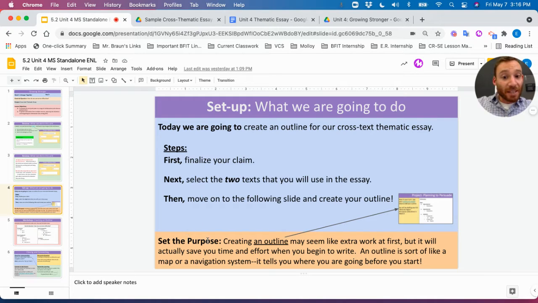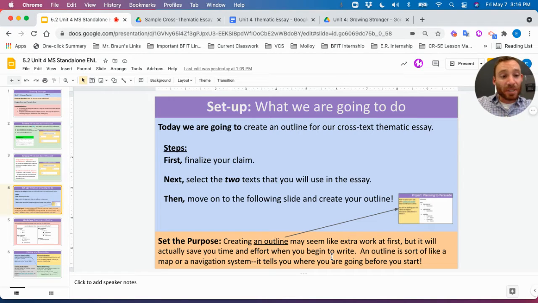The purpose for today: creating an outline may seem like extra work at first, but it will actually save you time and effort when you begin to write. An outline is sort of like a map or a navigation system. It tells you where you are going before you start.